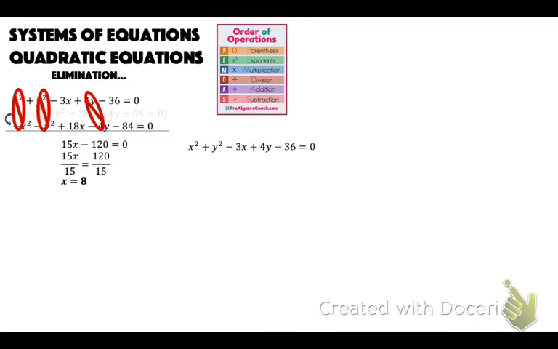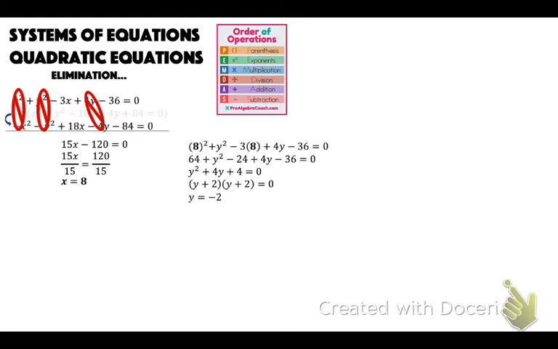Now we're just going to plug it into this equation. So we have 8 squared plus y squared minus 3 times 8 plus 4y minus 36 equals 0. So that's 64 plus y squared minus 24 plus 4y minus 36 equals 0. So that's y squared plus 4y, and 64 minus 24 minus 36 is 4, equals 0. Factors to y plus 2 and y plus 2. So that means y equals -2. So our only answer here is 8 comma -2.